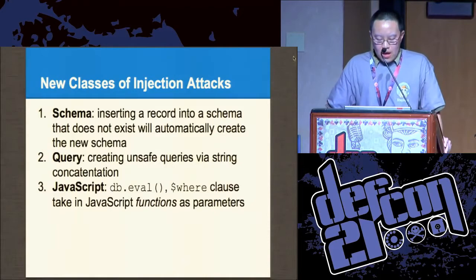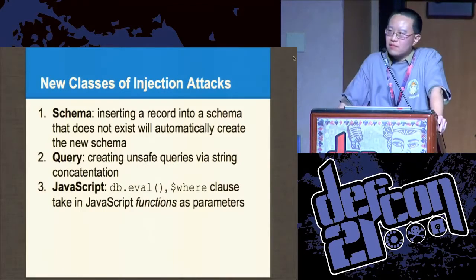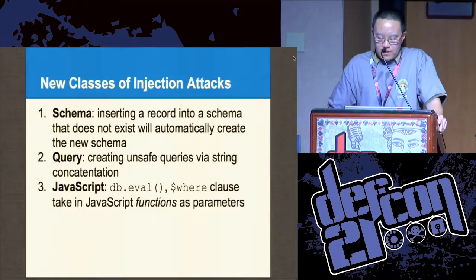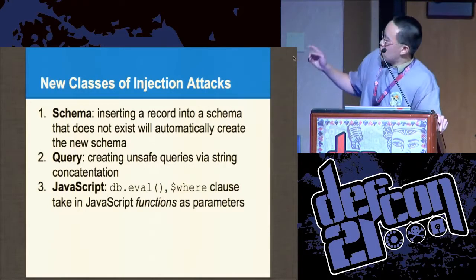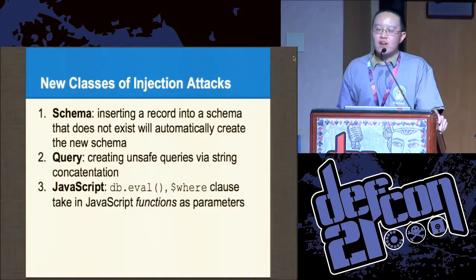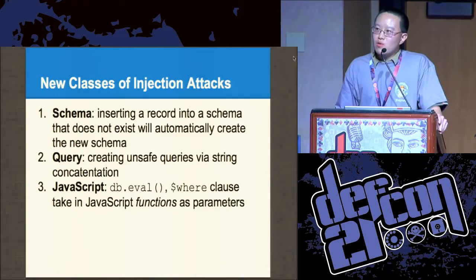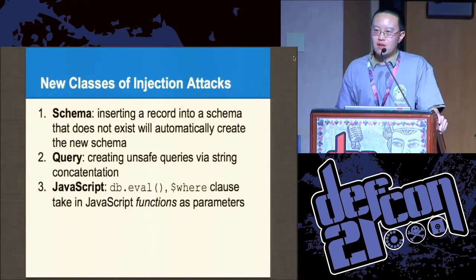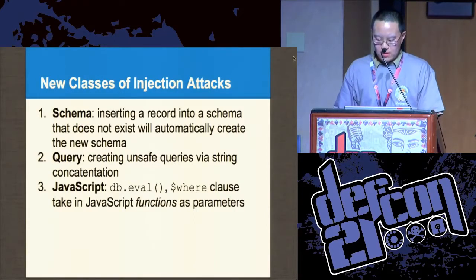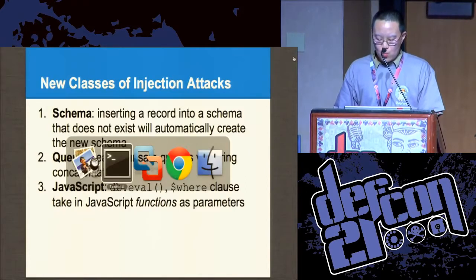Okay, so I am going to show you a few demos. Schema I'm going to do last. You can do query, many unsafe queries, very simply by string concatenation. And now this gem. I love this one. How many of you are good at JavaScript here? Okay, learn it. Now, a lot of these NoSQL databases take in JavaScript functions as parameters to search and insert. And I'm going to give you an example of using the where clause.